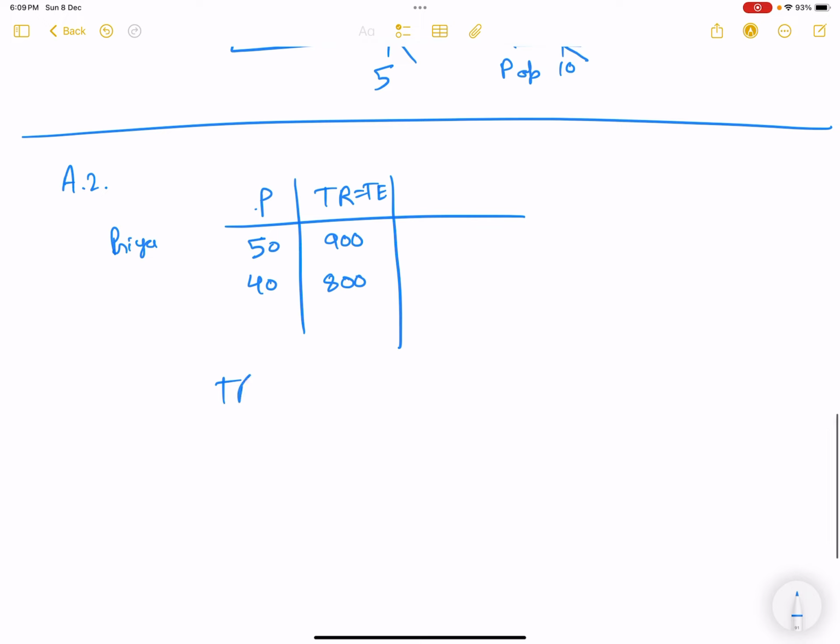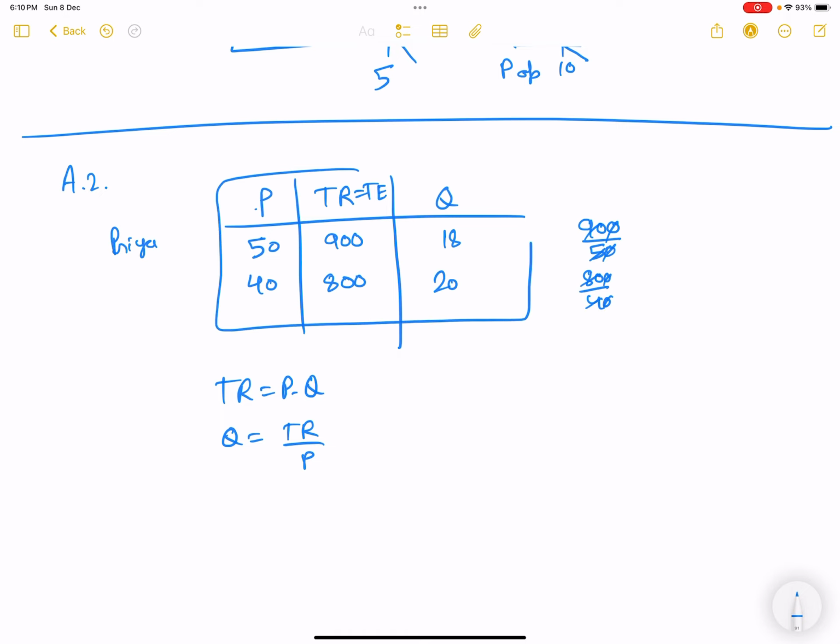We know total revenue equals price into quantity. So quantity equals total revenue by price. In this case, for Priya, the quantity would be 900 by 50. This is 18. In this case, 800 by 40, this would be 20. So this is the final consumption of Priya.